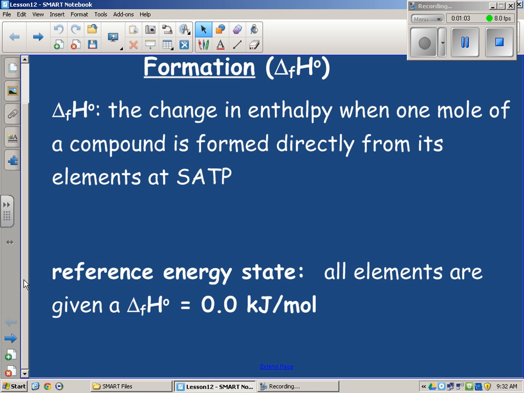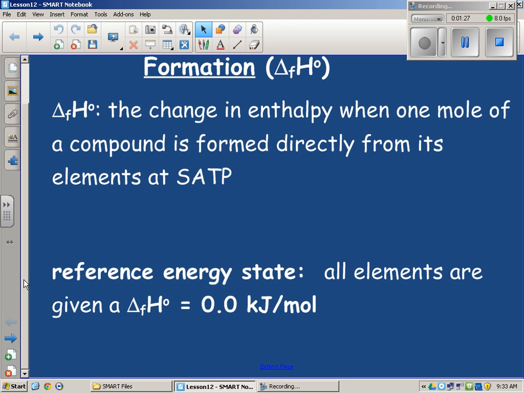Any of the elements up there all have what we call a reference energy state. All elements have a delta formation H of 0. So once again, we don't have to put energy into making an element. They just naturally occur. Okay? When do we put energy into something? Well, if we want to make a compound, for example.